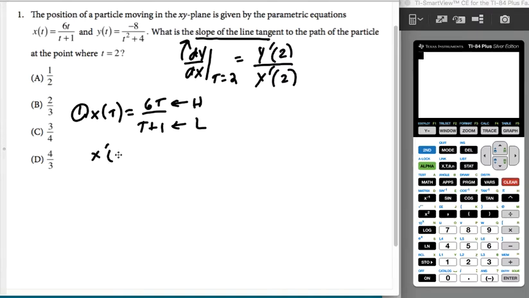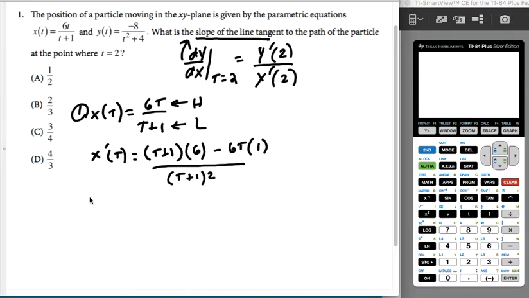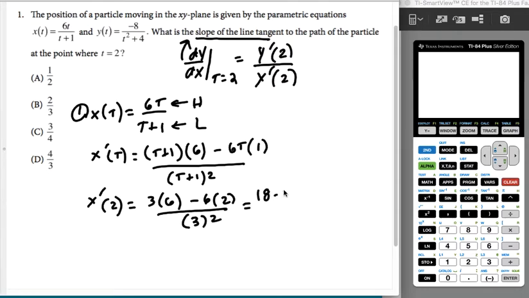So my x prime of t is going to be low d high minus high d low. Draw the line, square the low, right? And then I'm going to need x prime of 2, right, which is going to be 3 times 6 minus 6 times 2 all over 3 squared. So I think I get 18 minus 12 over 9. So 6 over 9, or 2/3. Okay, cool. So that's x prime.